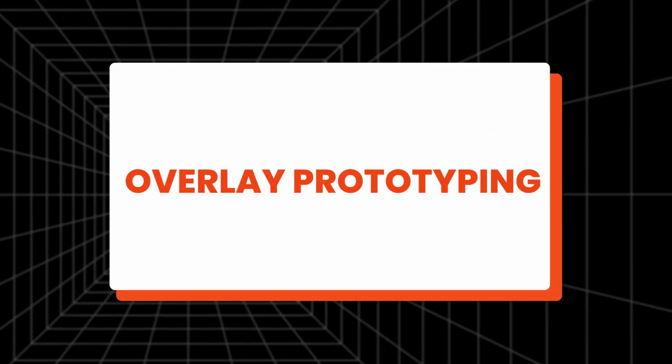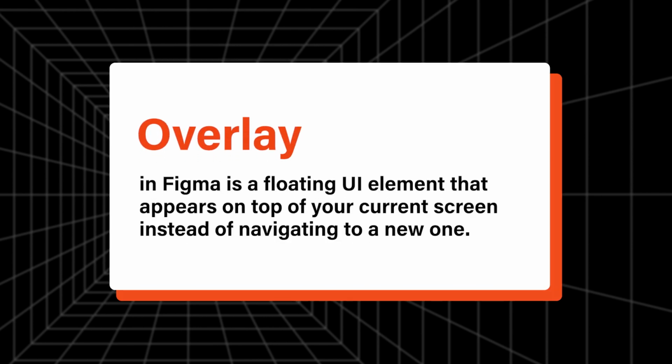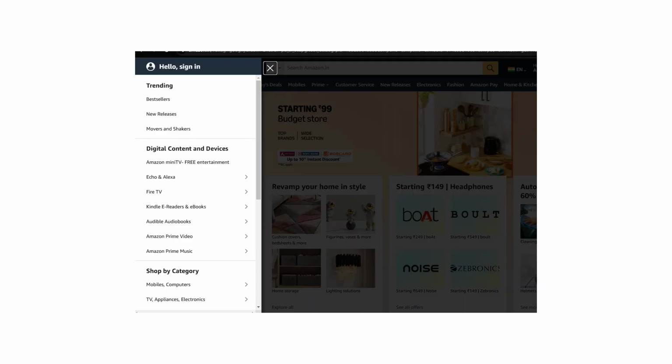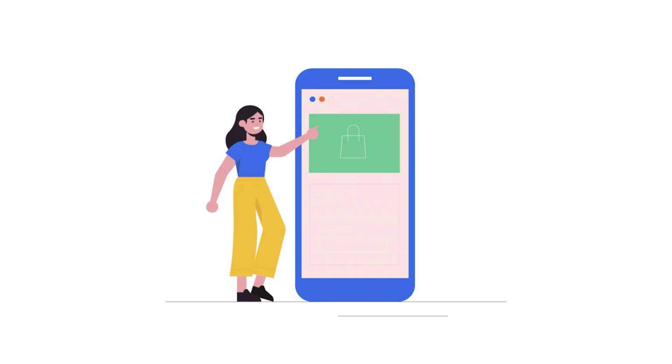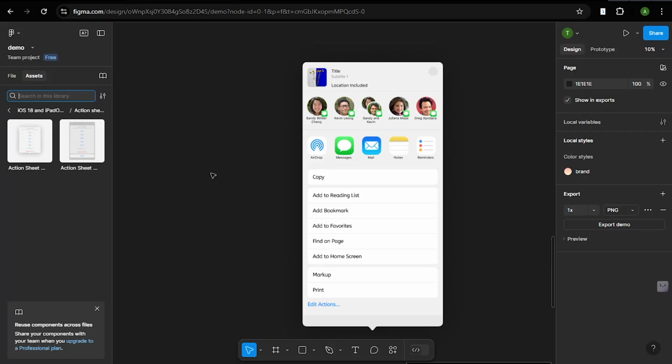So next, overlay prototyping. What is an overlay in Figma? Before we jump into creating overlays, let's first understand what they are. An overlay in Figma is a floating UI element that appears on top of your current screen instead of navigating to a new one. It is used for designing pop-ups, drop-downs, tooltips, sidebars, and modal windows. So, why use overlays? They make prototypes feel more realistic, like real applications. They allow additional interactions without disrupting the main screen. They support various transition effects like dissolve, instant, smart animate, etc.